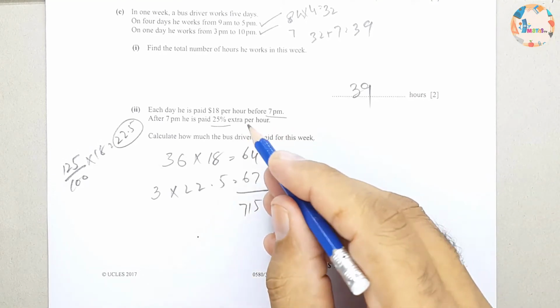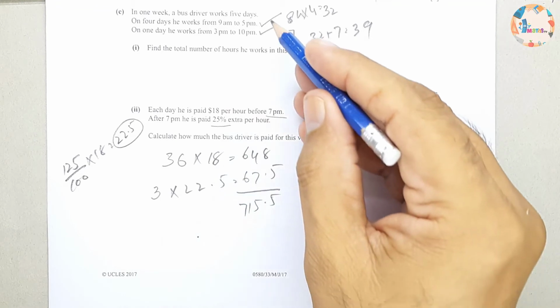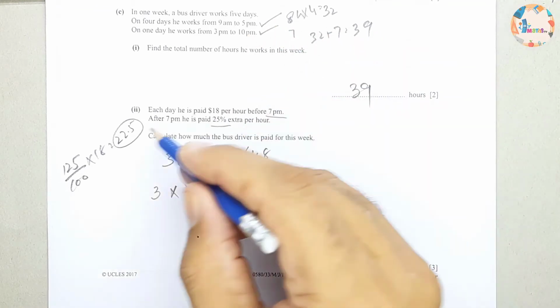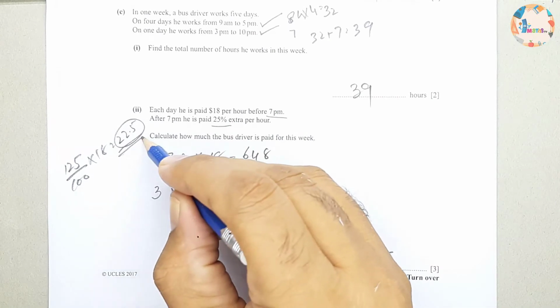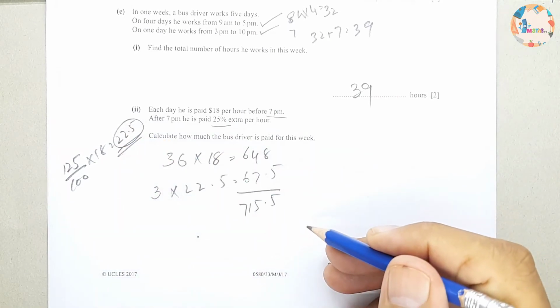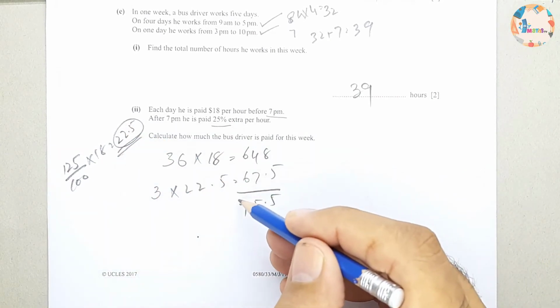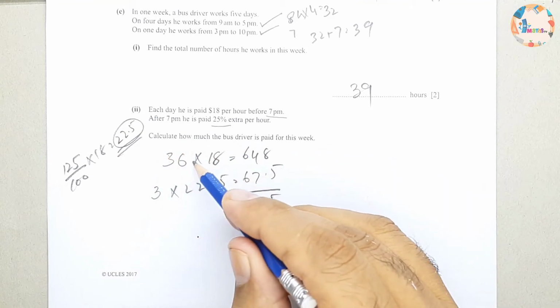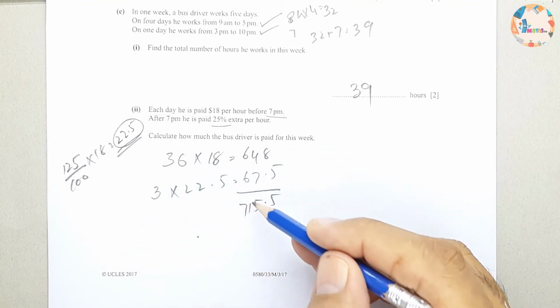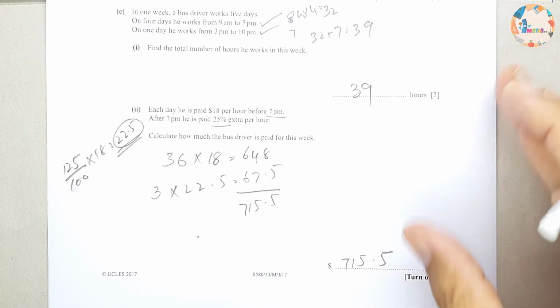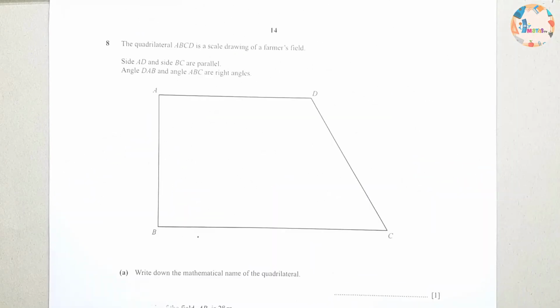So again, what we have done: we have calculated the number of hours which are after 7, and multiplied them by the higher rate, which is 22.5. Then we calculated 36 hours at a rate of 18 and added them, and we got the answer 715.5. Hopefully you understood this as well.